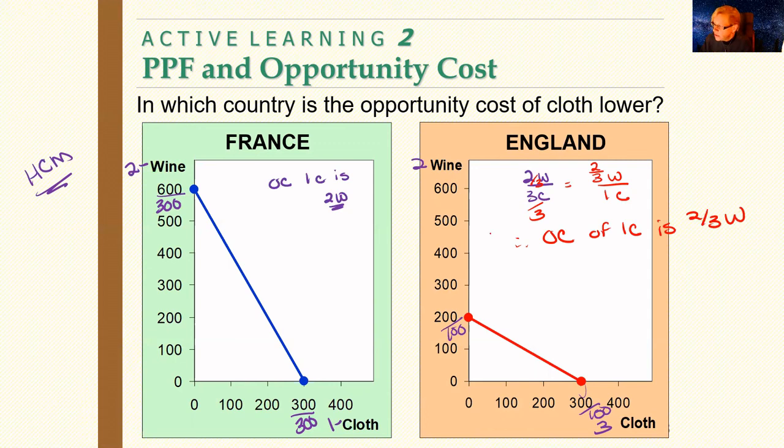Well, which would you rather give up? Would you rather give up 2 wine or 2/3 wine if the only 2 resources on the planet were cloth and wine? I don't know about you, but I would much rather give up 2/3 of a bottle of wine, particularly some days. Okay, so England is going to be my answer.